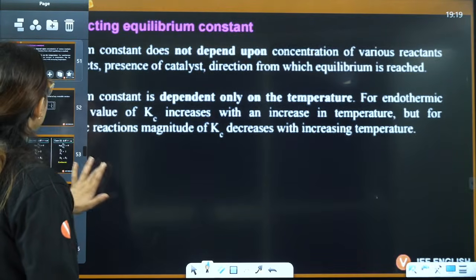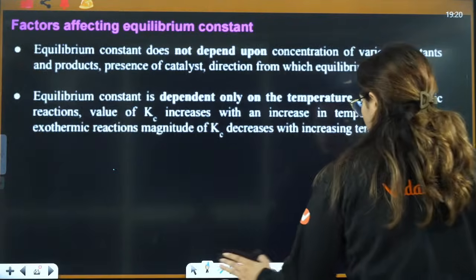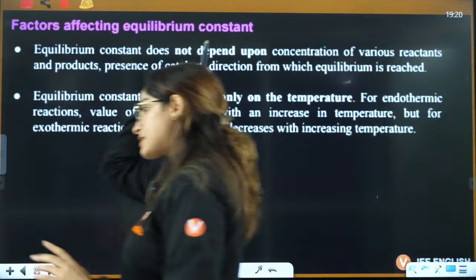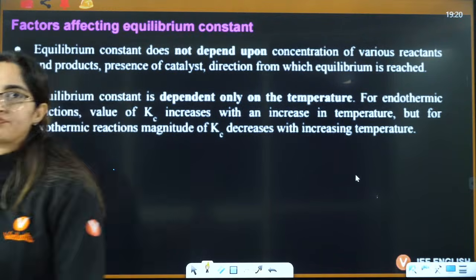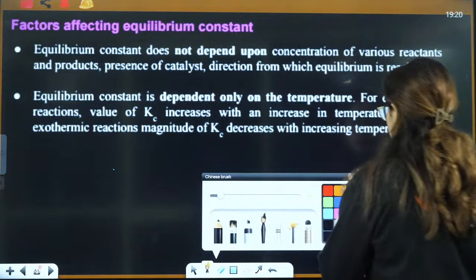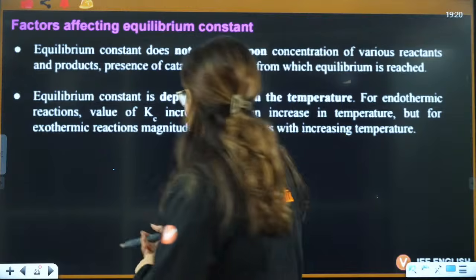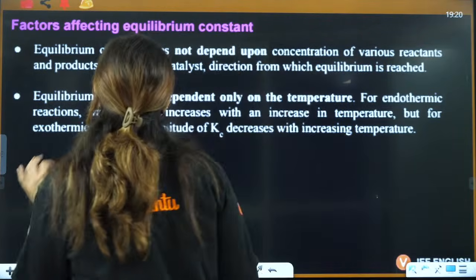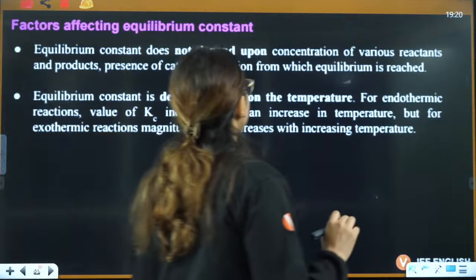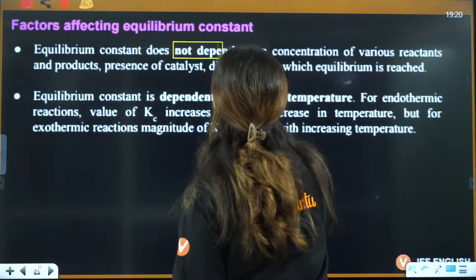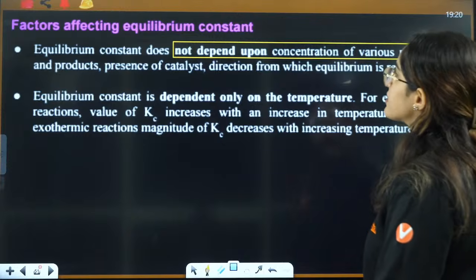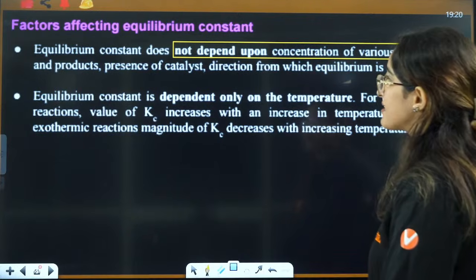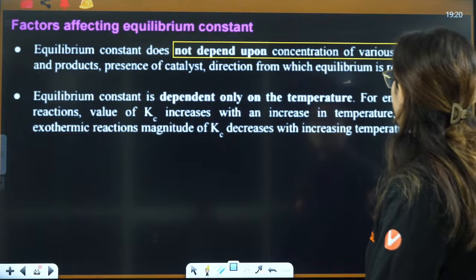Now let's see. Next, that is factors affecting equilibrium constant. So let's see one by one. First, equilibrium constant does not depend upon concentration of various reactants and products. It also does not depend on the presence of catalyst, or the direction from which equilibrium is reached.